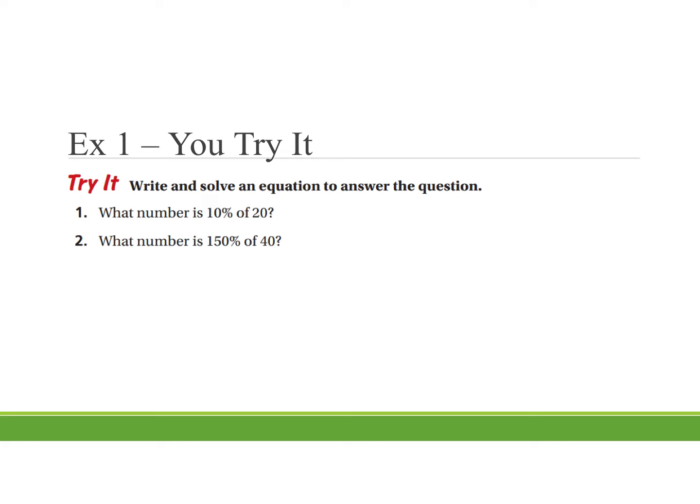Now for the you try its, I would like you to pause the video, try to solve these on your own, and then come back to the video and see how you did. So for number 1, it says, what number is 10% of 20? So again, I have what number is 10% as a decimal. Of means to multiply 20. And when I go to solve, I will find out that 2 is 10% of 20 by multiplying that 0.10 times 20.